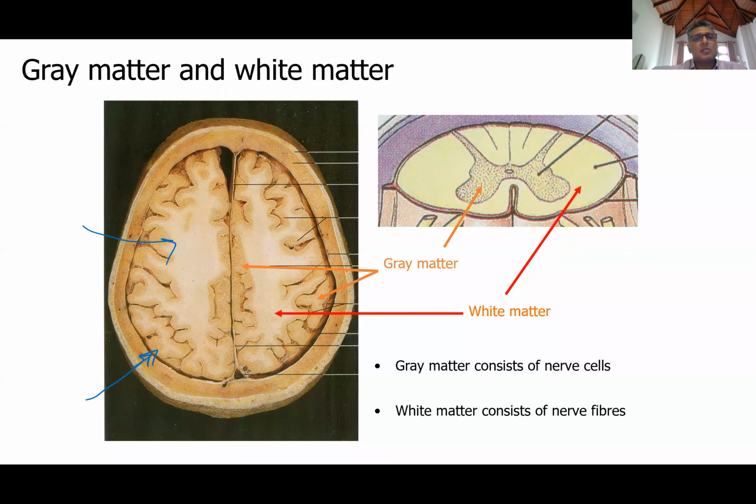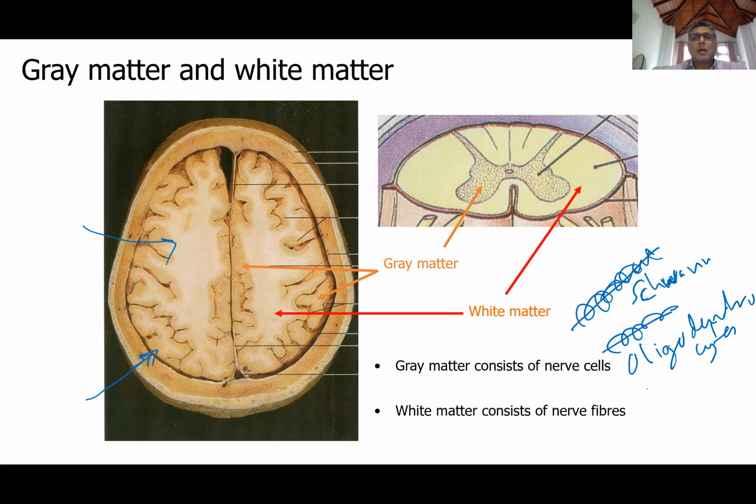And why do you get a white appearance due to nerve fibers? Because nerve fibers are myelinated. Now in the peripheral nervous system, they are myelinated by Schwann cells. So you get Schwann cells in the peripheral nervous system myelinating the nerve fibers. In the central nervous system, they are again myelinated, but not by Schwann cells. They are myelinated by oligodendrocytes. So due to the myelination by oligodendrocytes, you get this whitish appearance here. Due to the cells, you get this gray appearance.